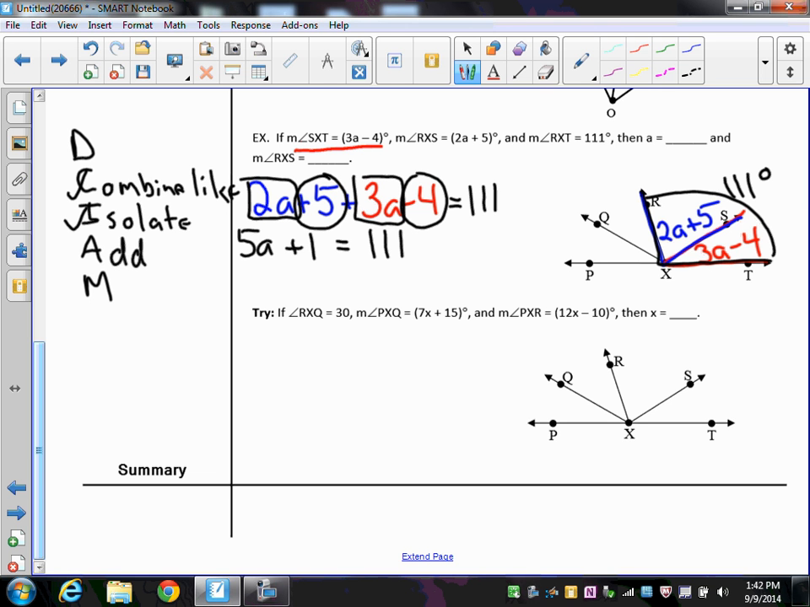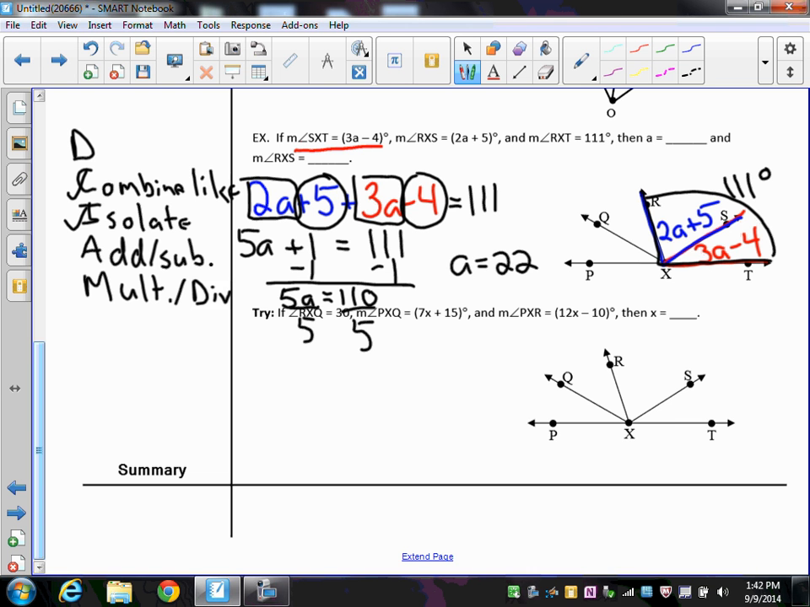Now we need to add or subtract. So we're going to subtract 1. We get 5a is equal to 110. And the last thing is multiply or divide. So we need to divide by 5. And we will get a is equal to 22, which was one thing we were looking for. The other thing we were looking for was RXS. So that was 2a plus 5, 2 times 22 plus 5. All I'm doing is substituting, and I get 49.